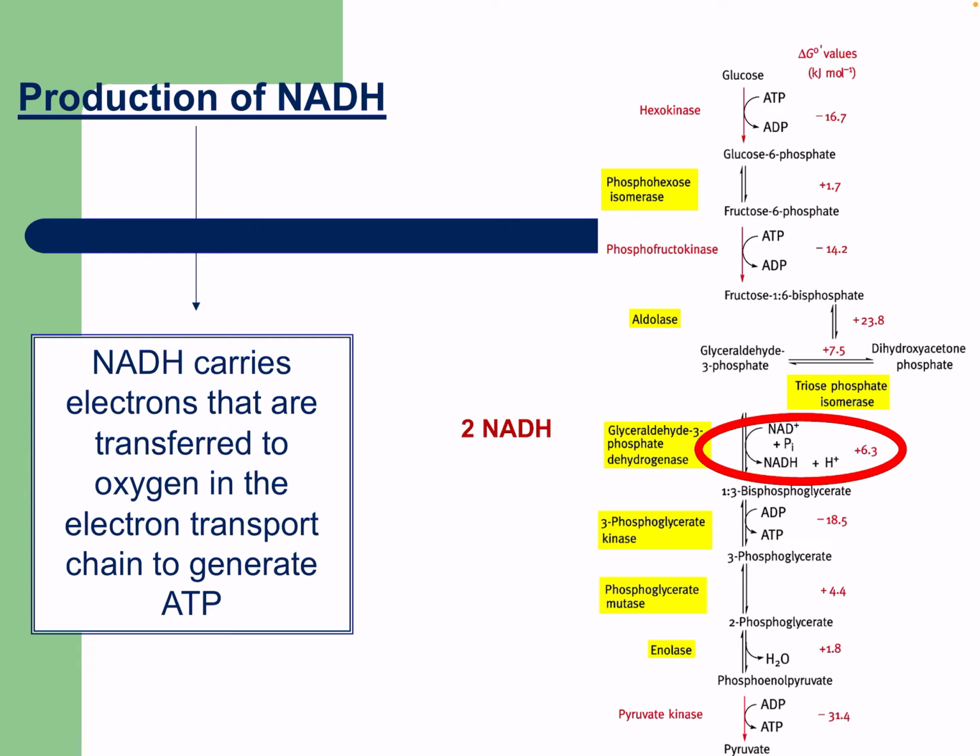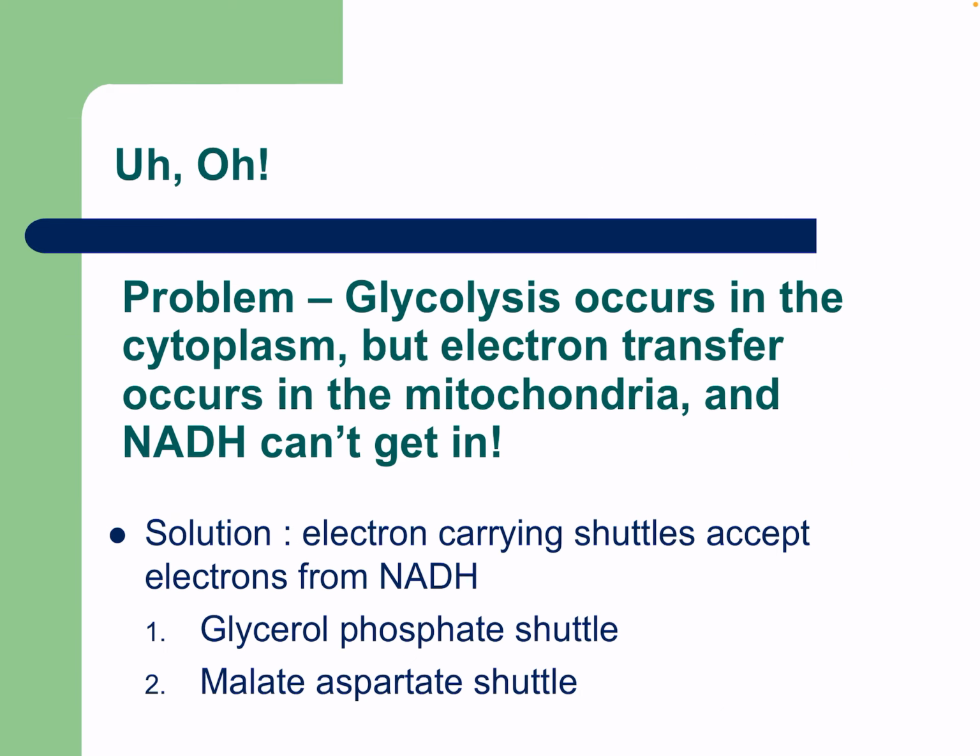Remember, NADH carries electrons that are transferred to oxygen in the electron transfer chain. So when these NADHs are formed, they're going to go into the ETC and act as electron carriers. But there's a problem. Glycolysis occurs in the cytoplasm, but the electron transfer chain occurs in the mitochondria, and NADH can't get in. The solution is that electron-carrying shuttles accept electrons from NADH. These include the glycerol phosphate shuttle and the malate aspartate shuttle.